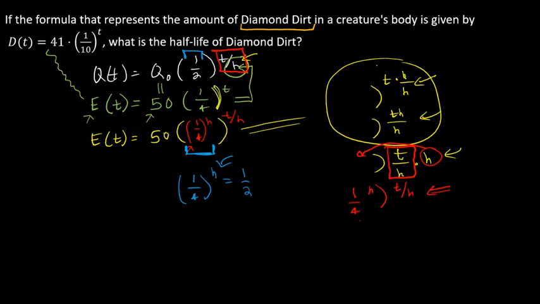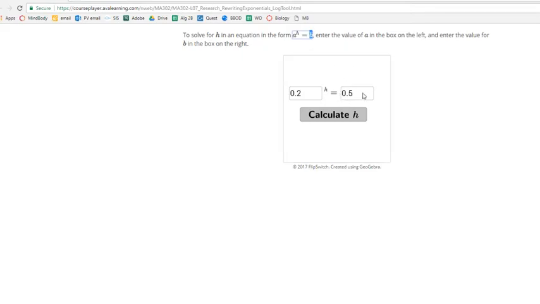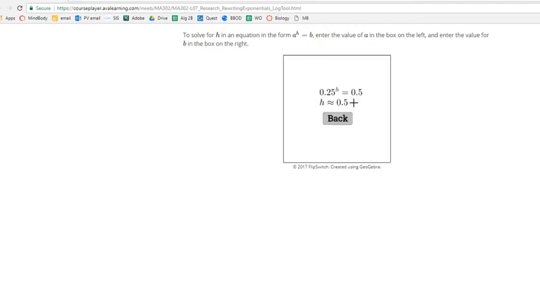And here's where I open up my tool to solve for h. Notice that anytime we're doing a half-life problem, at least of this format, I can just leave the right-hand side the same, because for my half-life stuff, b is going to stay 0.5. I'm only manipulating this left-hand side. So this time, my fraction, my a, was 1/4, so I type in 1/4, I click calculate h, and it says that h is about 0.5.